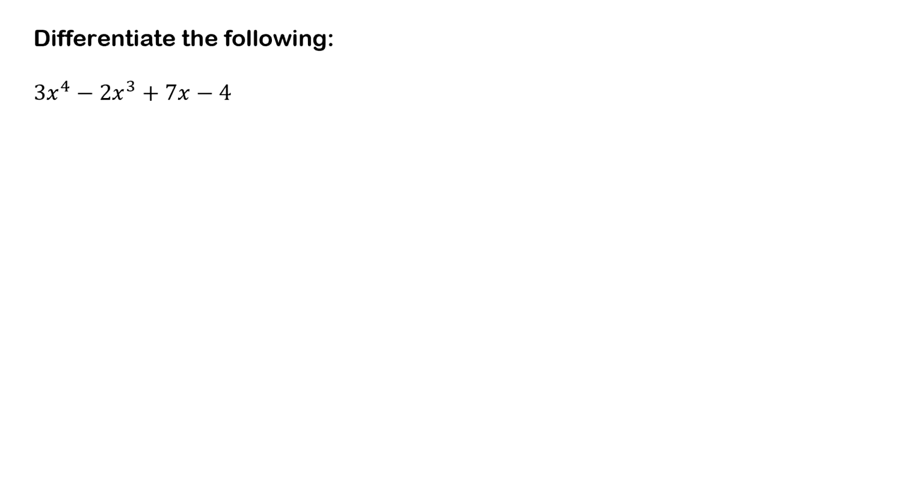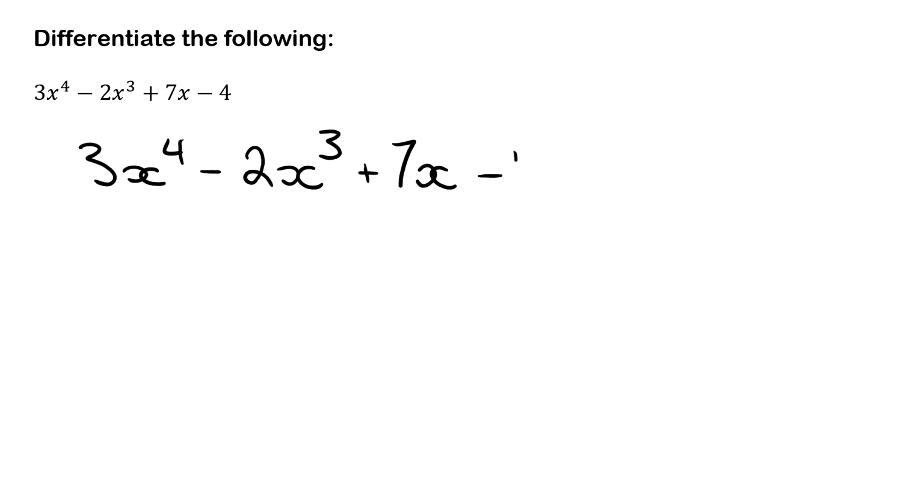To begin, we'll start looking at a question here where we need to differentiate the following. So remember, I'm going to write this out first. When you differentiate a function, the power is brought out the front as a coefficient, and then you minus 1 off the power. So our 4 will drop down the front, the 3 drops down the front, and so forth.